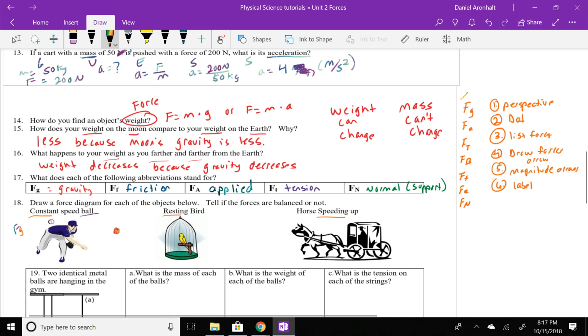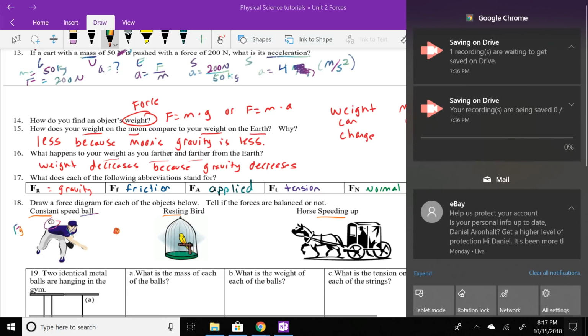And now gravity is the only non-contact force. Gravity is the only thing that exists even if it's not touching the object. Everything else, you physically have to have something in contact. So if I'm looking at the ball, is anything touching it? No. So that means there's no applied force. So let's get out of there.